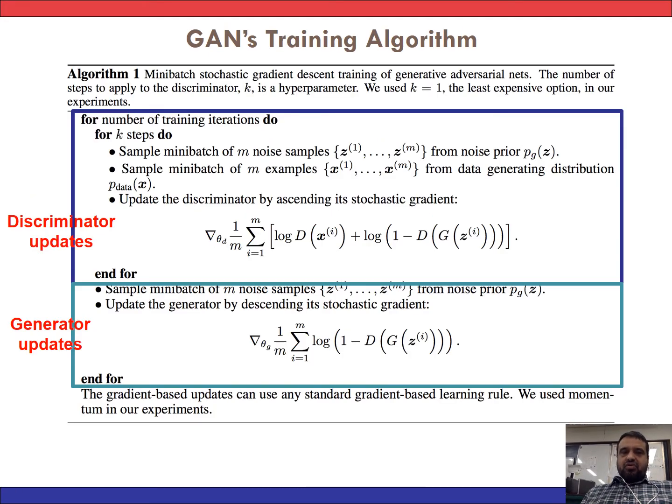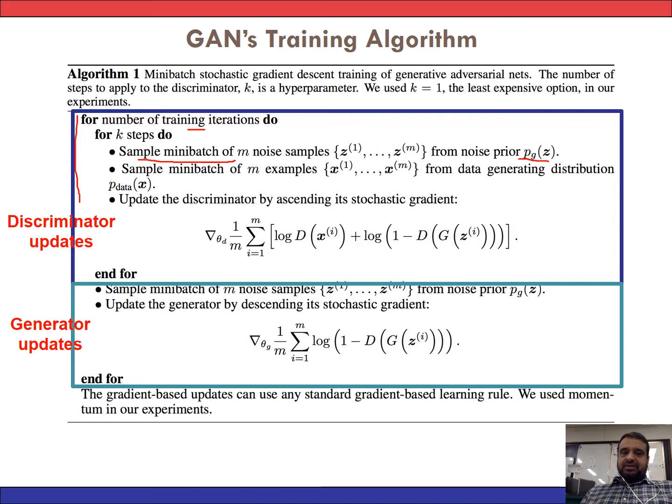This is the whole algorithm for training the parameters of the generator and the discriminator. This part of the algorithm is for the discriminator, where we start from the training iteration, and then we perform some steps. We sample the latent space, such as z1 up to zm, from some prior distribution Pg of z, which may be Gaussian or it may be a uniform distribution.